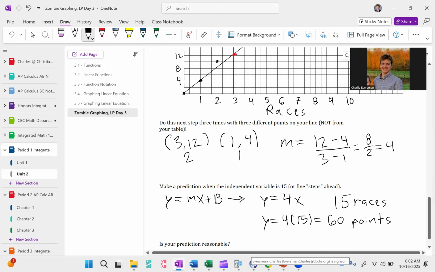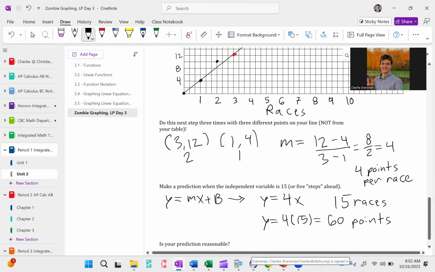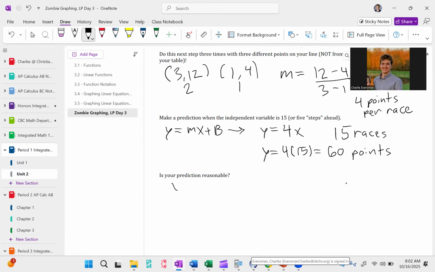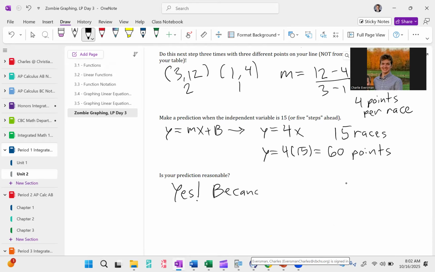That means my slope says that I can score 4 points per race. And so I can expect to finish second. Not bad. I can expect to finish second in all of my races there. So this is my prediction. Is my prediction reasonable? I'll say yeah. Speaking modestly, I'm pretty quick. I think that I could get second place. Yes, it's reasonable because I could get second every time.